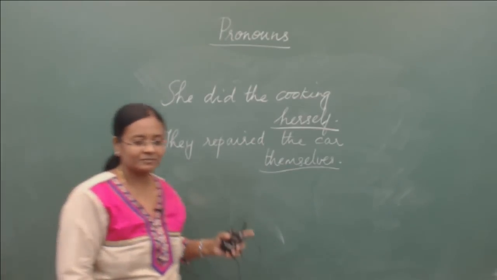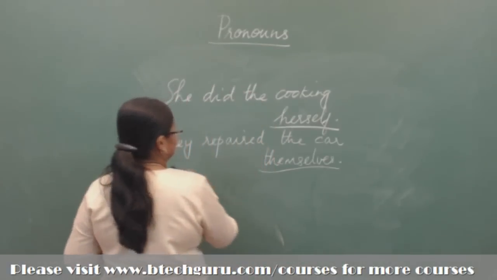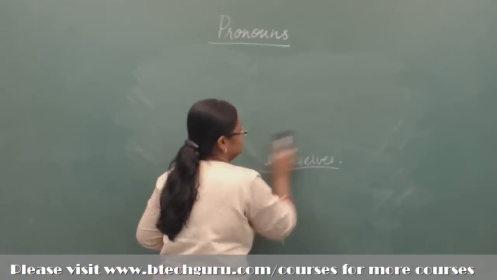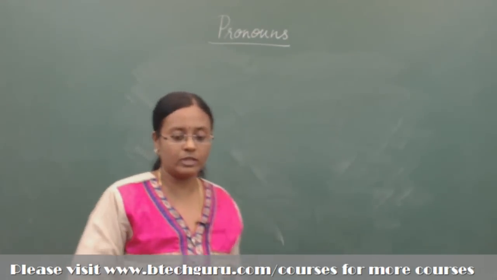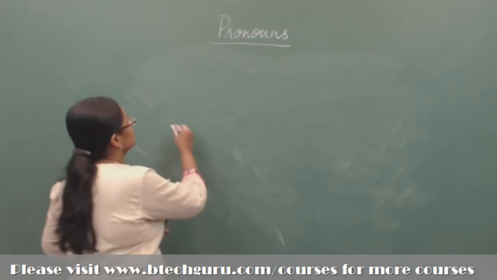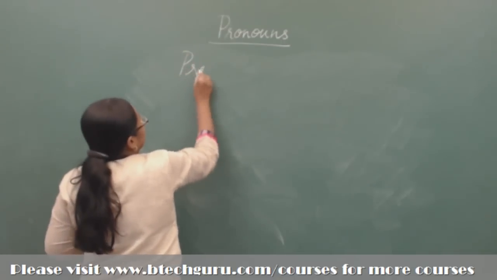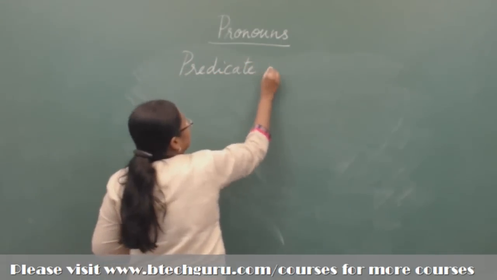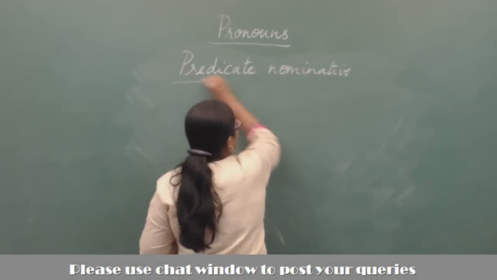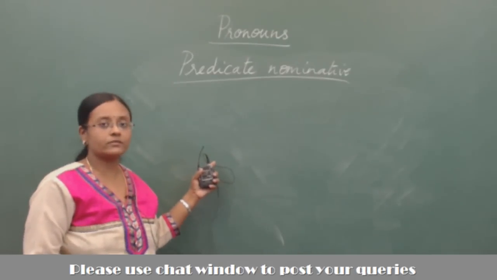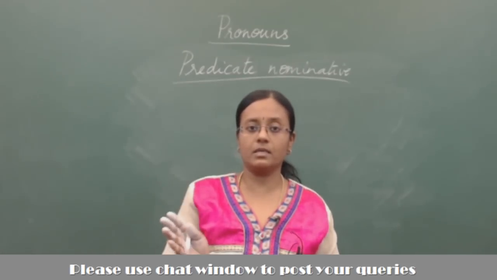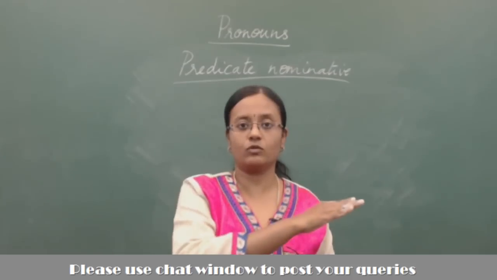Is that clear? Do you still have a doubt here? When it is singular, we use self and plural selves. Okay, and there's one area where we call it the predicate nominative. A predicate nominative is a noun or a pronoun which forms part of the predicate but still refers to the subject.